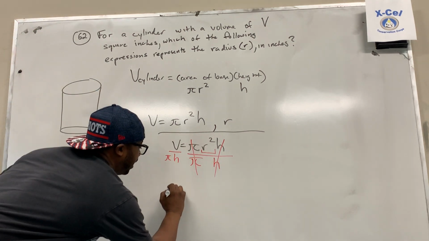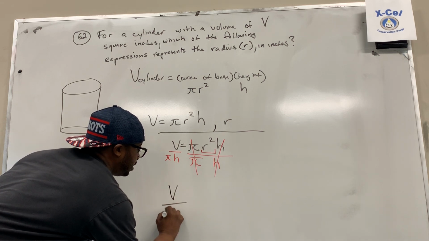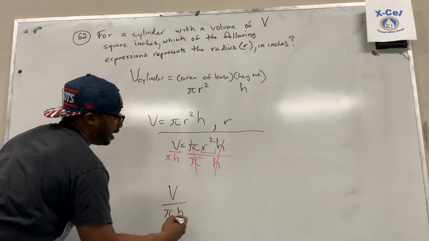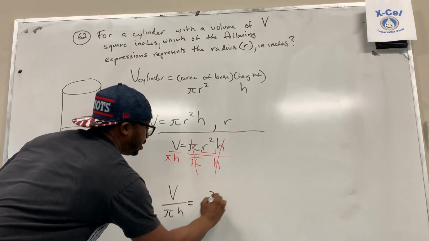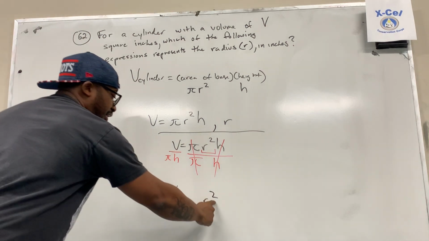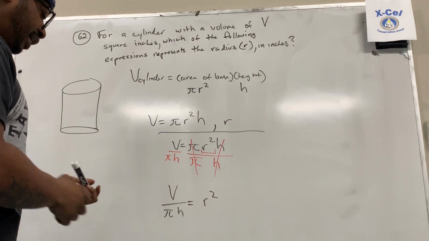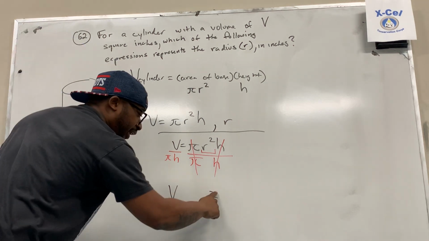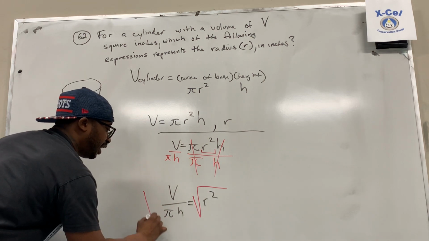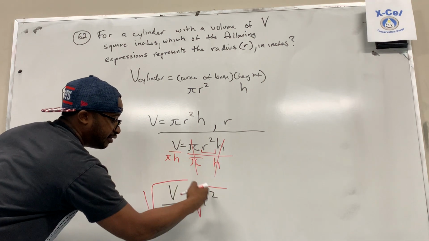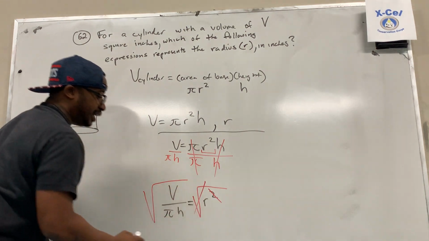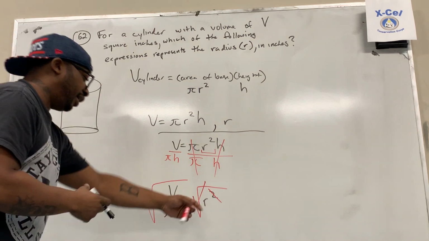So I'm going to rewrite it. V divided by pi times height is equal to the R squared. Now, what do I do here? I got an R squared here, and I want the R by itself. The opposite of squares is going to be square roots. So I have to square root both sides just to get rid of that 2. Now, once that 2 is gone and this sign is gone, look at that, I got the R by itself.